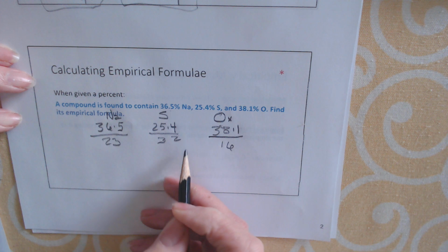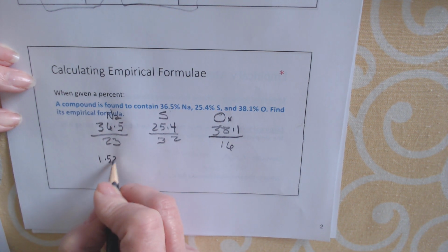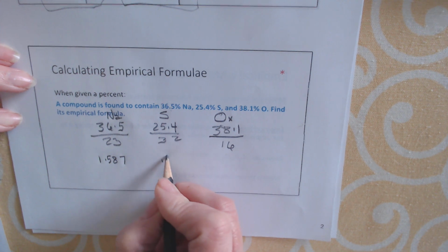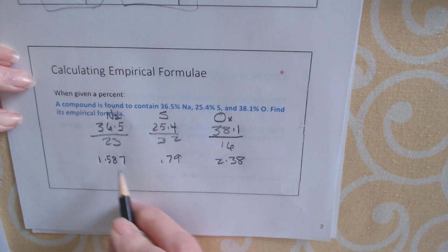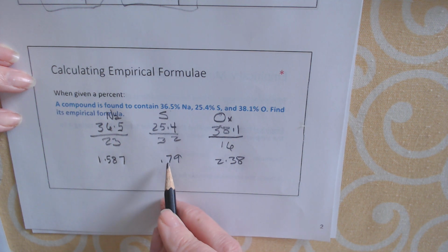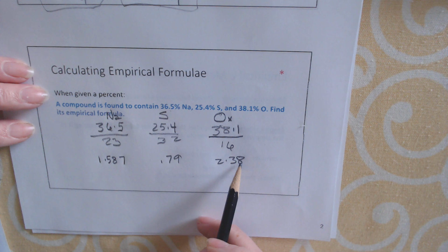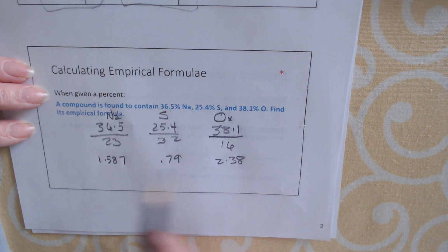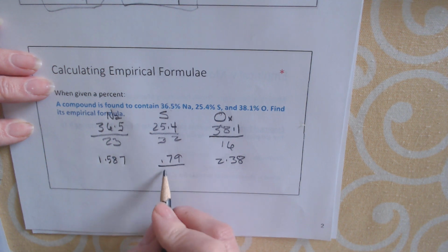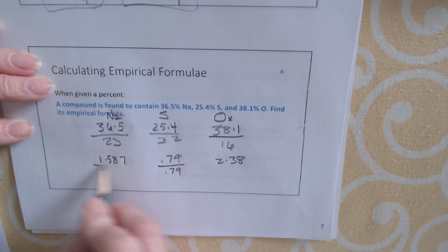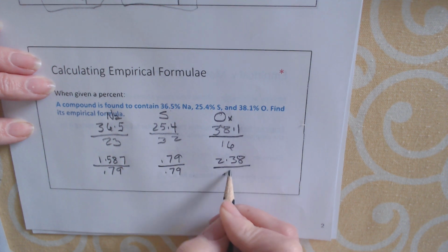And when you do that, you don't come out with beautiful numbers, do you? You come out with 1.587, 0.79, and 2.38. All right, so this is far weirder, isn't it? When you end up with numbers that are not close to anything you can round off to a whole number, what you need to do is divide by the smallest number. Divide all the numbers you're presented with by whatever the smallest number is.